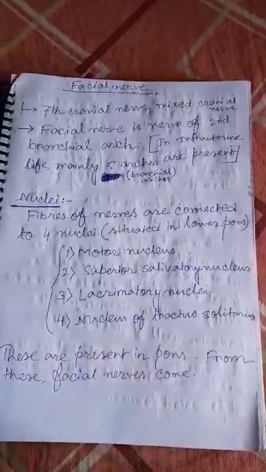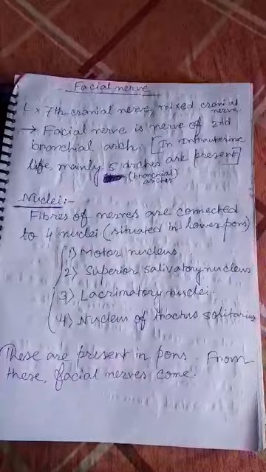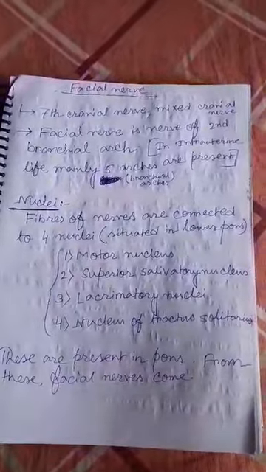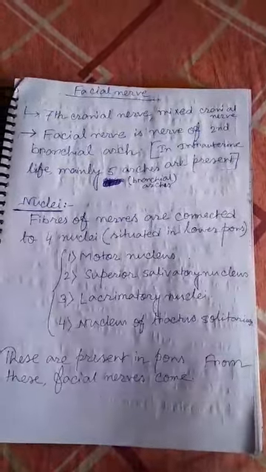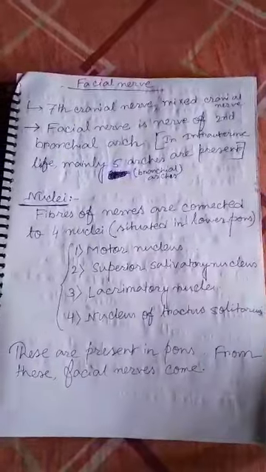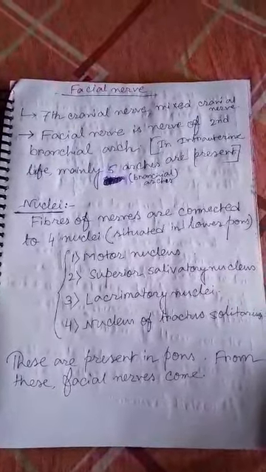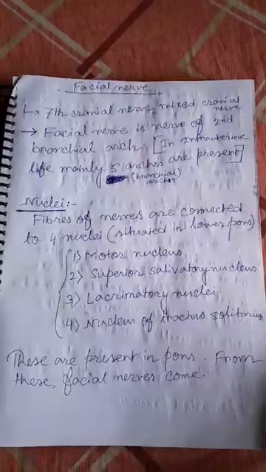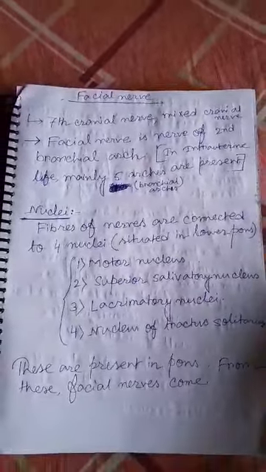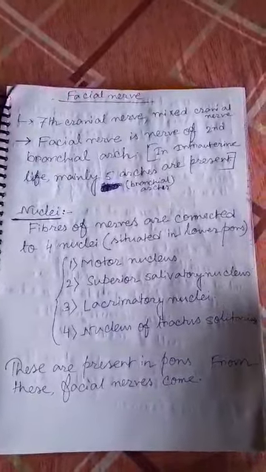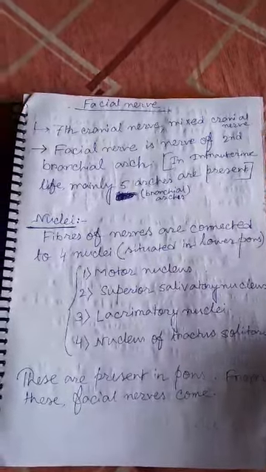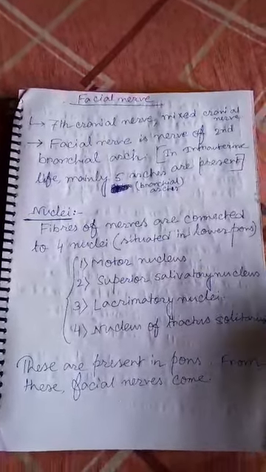What is a branchial arch? In intrauterine life, mainly five arches or branchial arches are present, and the facial nerve is the nerve of the second branchial arch. We should not learn about the branchial arch or pharyngeal arch here. We will study it in the embryological part.